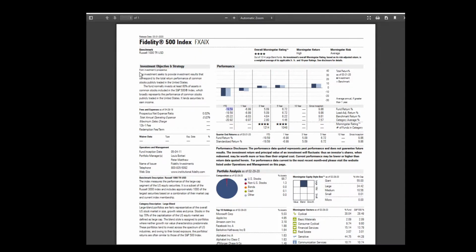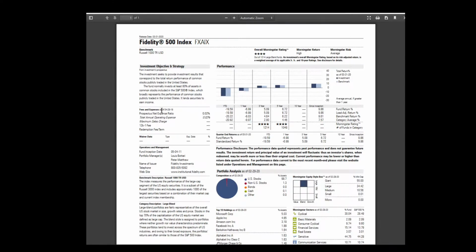So the first thing you have up here is the investment objective/strategy. This is just a paragraph of what they do. The fund normally invests 80% of assets in the S&P 500. Okay. Next, you have fees and expenses. So this is what you pay to have your money in the fund.